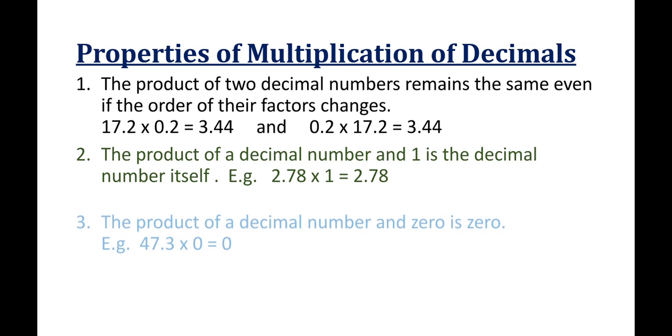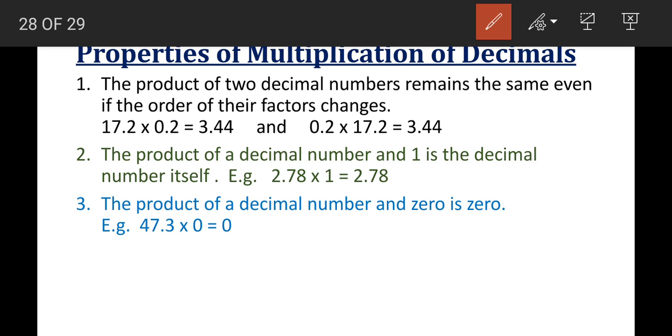Come to the third case. The product of a decimal number and 0 is 0. It is also the same. If we multiply any number with 0, we get 0 as the product. So a decimal number multiplied by 0 is 0. It is 47.3 multiplied by 0 is 0. If we take any other example also and multiply that number with 0, then we will get 0 as the product.